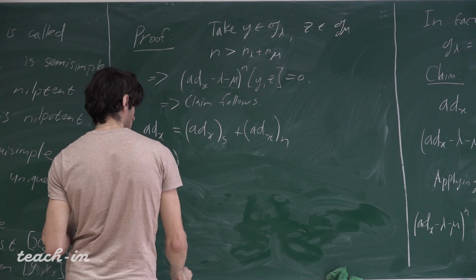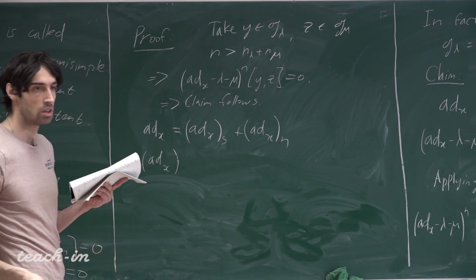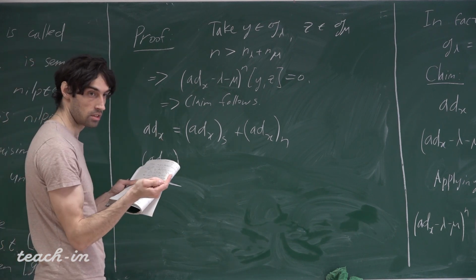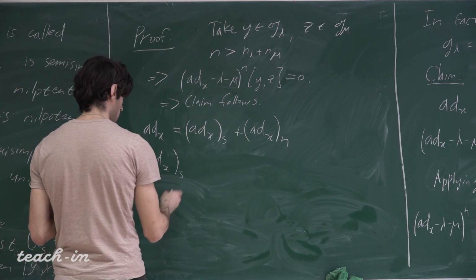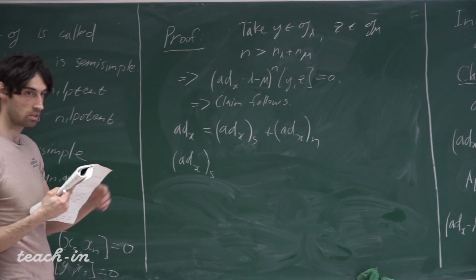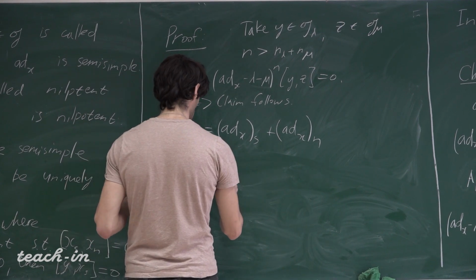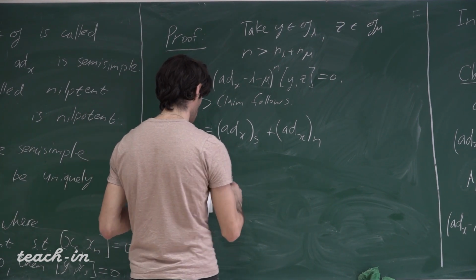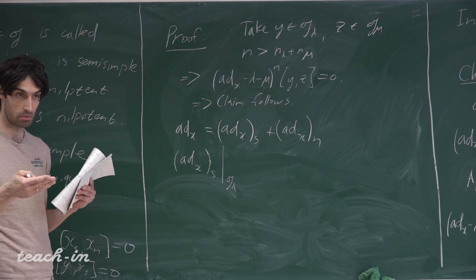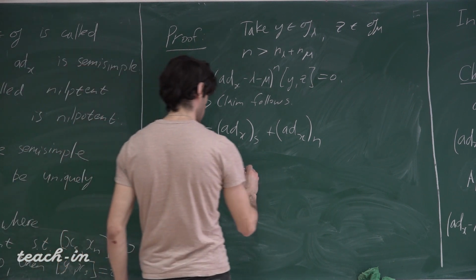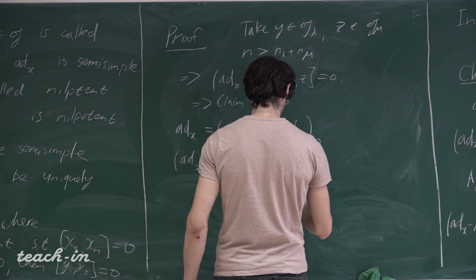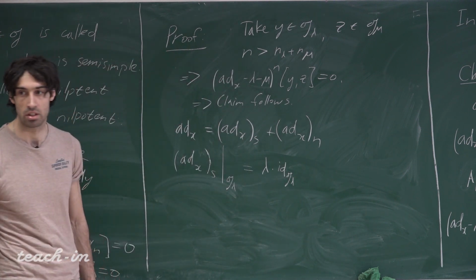So since lambda is some eigenvalue of ad x, right? And the semisimple part has the same eigenvalues, right? And therefore, G_lambda actually is an eigenspace for the semisimple part, okay? So therefore, this is just lambda times identity on G_lambda. It's just multiplication by lambda.